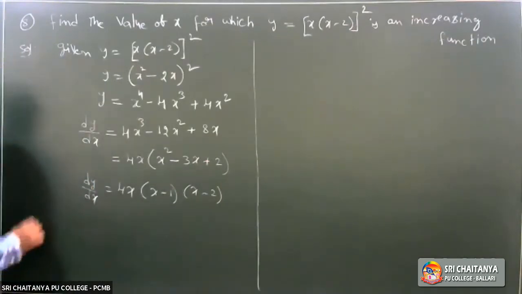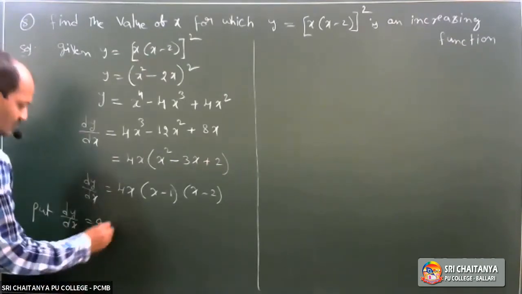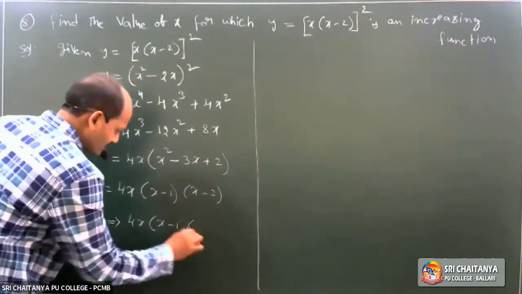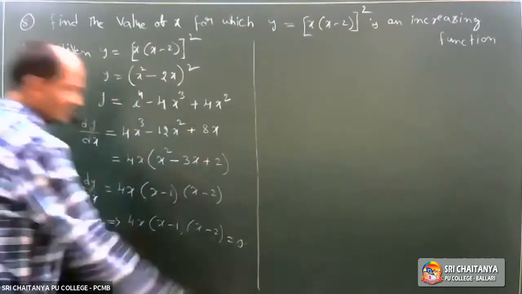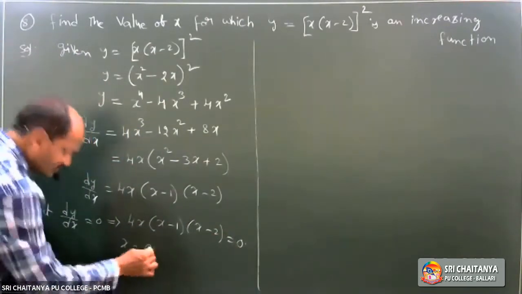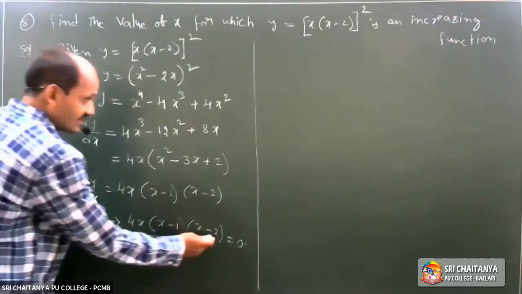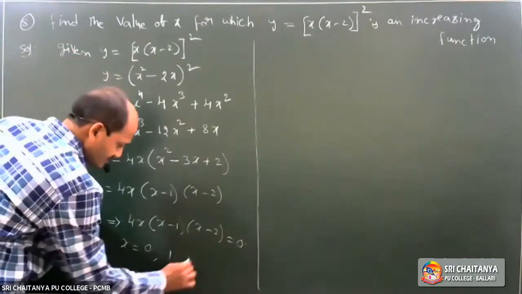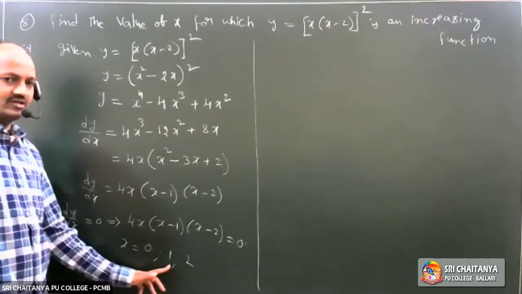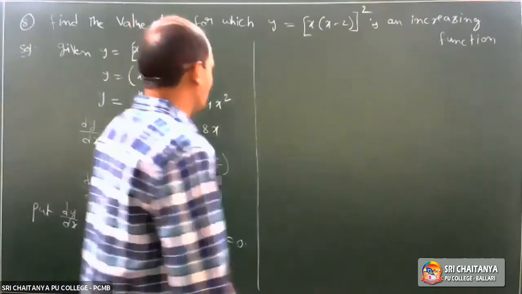Let the first derivative be equal to 0. Put dy by dx equal to 0, that is 4x into (x minus 1)(x minus 2) is equal to 0. So clearly 4x equal to 0 gives x equal to 0, x minus 1 equal to 0 gives x value 1, and x minus 2 equal to 0 gives x value 2. So the values of x are 0, 1, 2. We get 3 values.